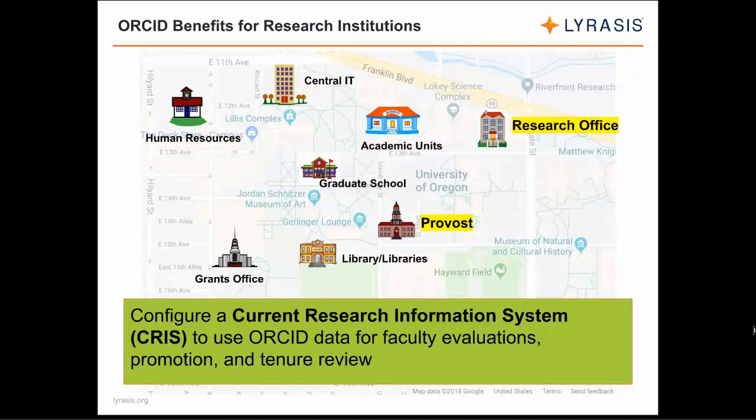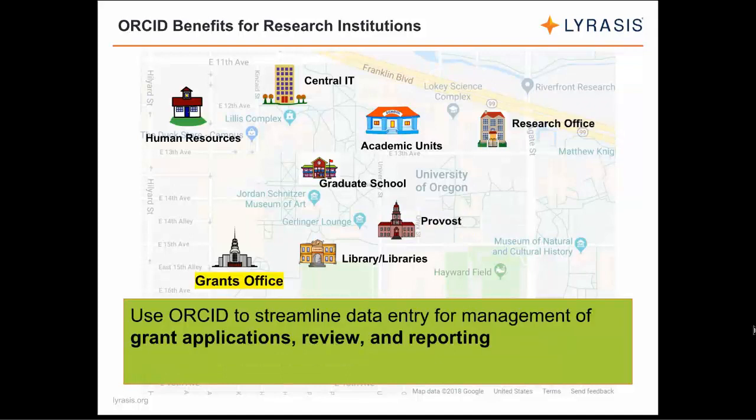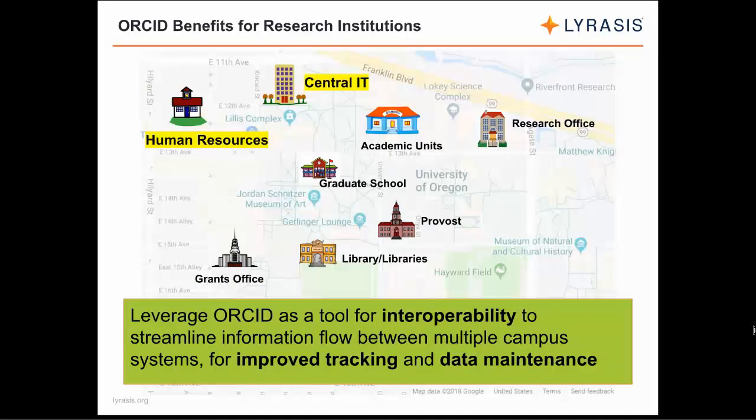Also, the research office, provost, or other areas responsible for tracking and evaluating faculty activities can configure a current research information system, or CRIS, to use ORCID data for faculty evaluations, promotion, and tenure. The grants office can utilize ORCID to streamline the grant management process, making it easier to track and manage grant applications, review, and reporting with both internal and external partners.